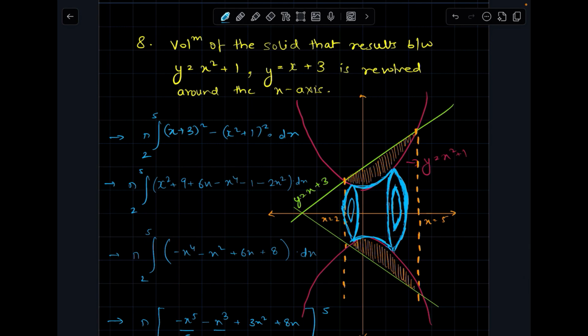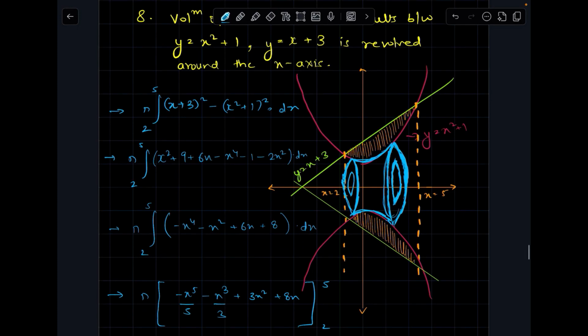This is basically what your washer is going to look like, and this is what happens when you revolve this right here. This is how it's going to look, and you can imagine it revolving, and it will form a figure like this. This is what you mean by a washer.